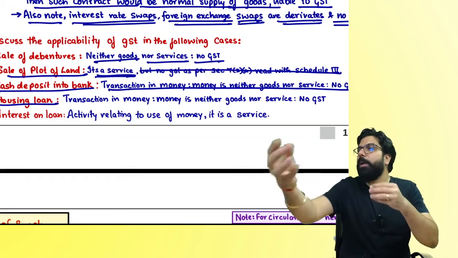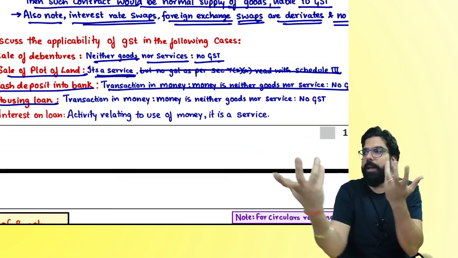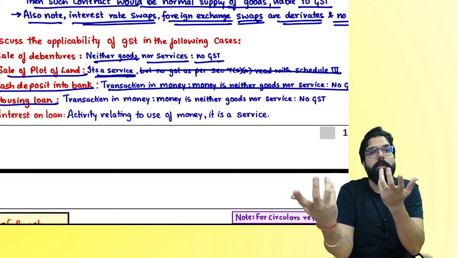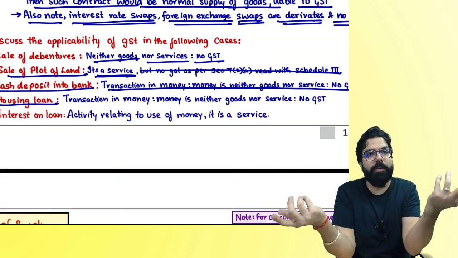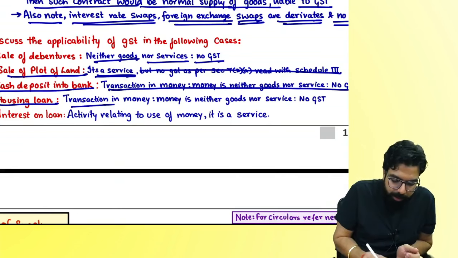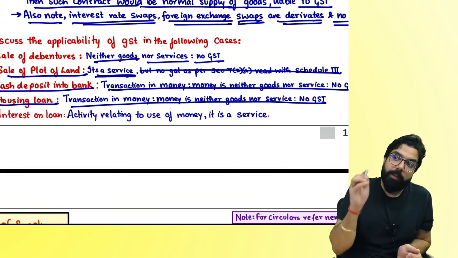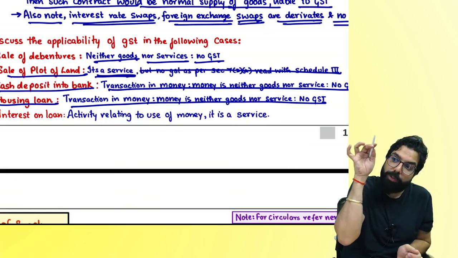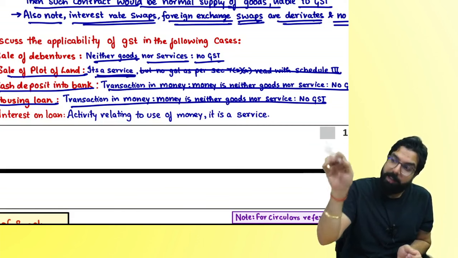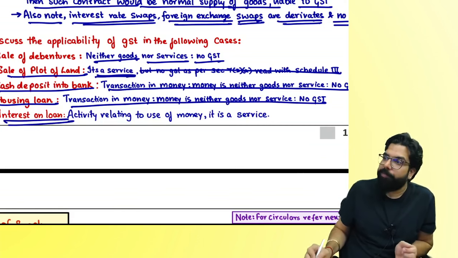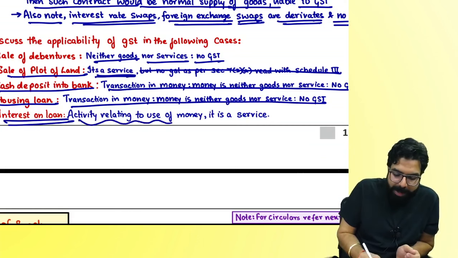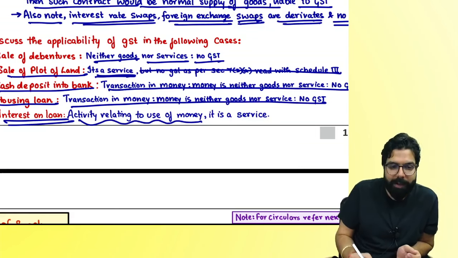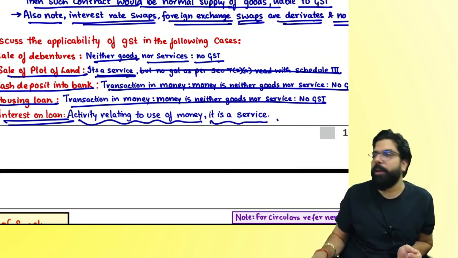Housing loan. Bank gave me 10 lakh rupees. I will return the 10 lakh rupees. Is money goods or service? Neither goods nor service. But has the bank given me money to use for which I'll pay interest? My question, interest on the loan. It is a service because bank has given me activity relating to use of money. Are we clear, everyone?